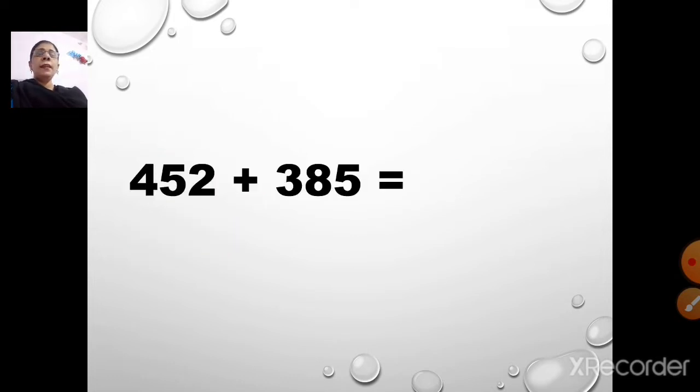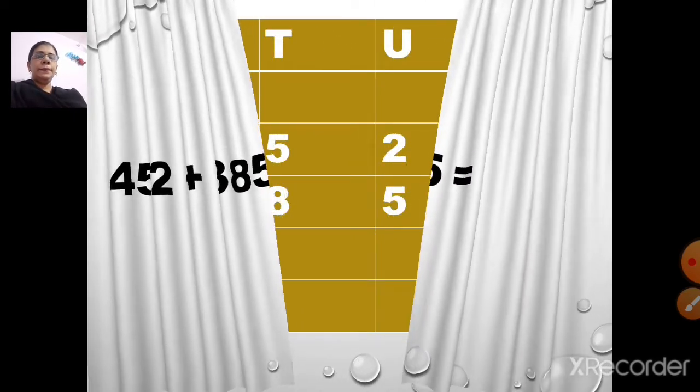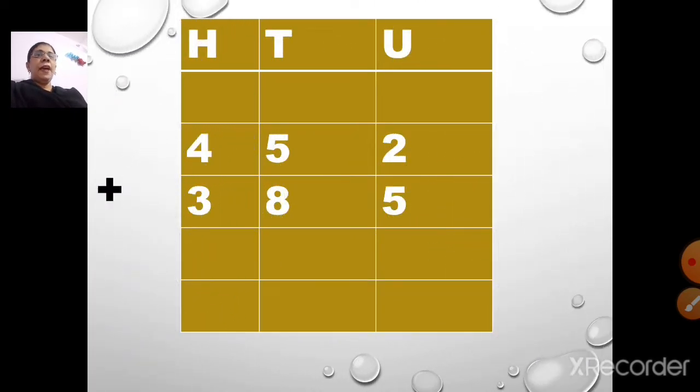So let us start. The number is 452 plus 385. The first step is to arrange it vertically. Here we have arranged it vertically in hundreds, tens and units columns, and we are going to add units with units, tens with tens and hundreds with hundreds. So let us add.